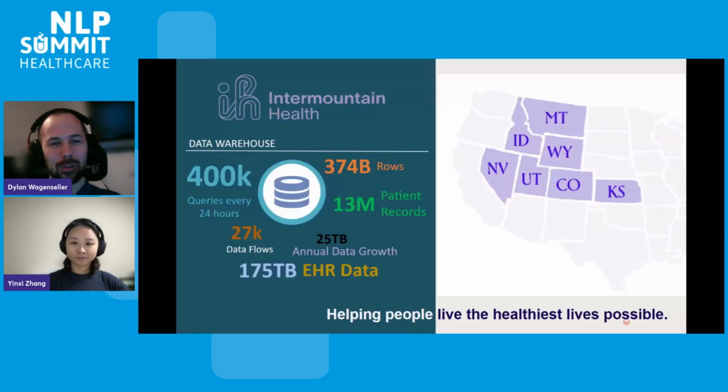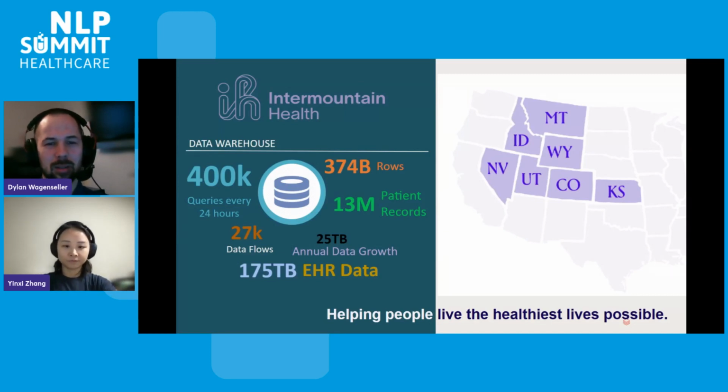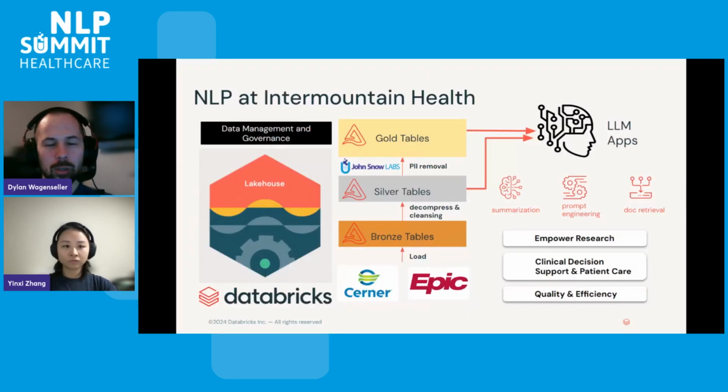Here's a little overview of what we have here at Intermountain Health. 374 billion rows, 13 million patient records. We have over 400 million individual patient notes, 33 hospitals, 385 clinics. We're currently in the process of migrating to Databricks. We just merged with SCL Health, who was an Epic customer. We are currently a Cerner customer, but going over to Epic.